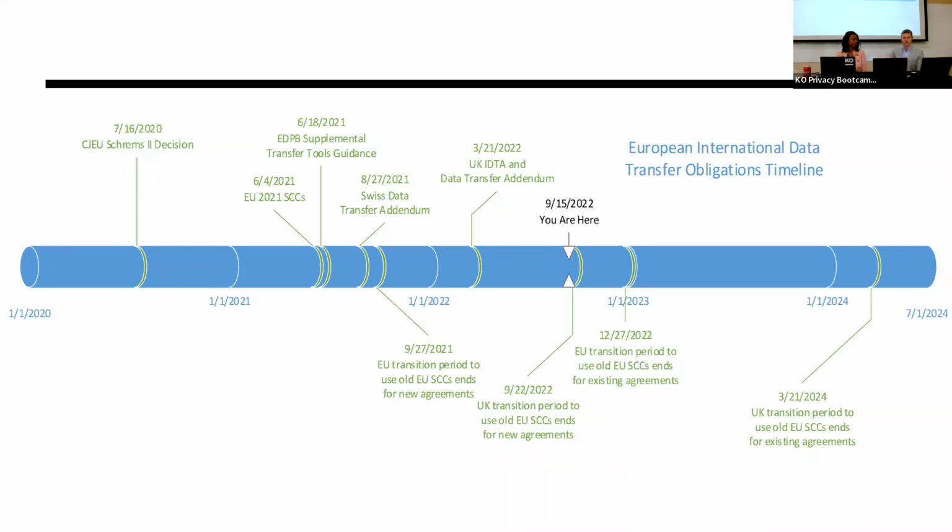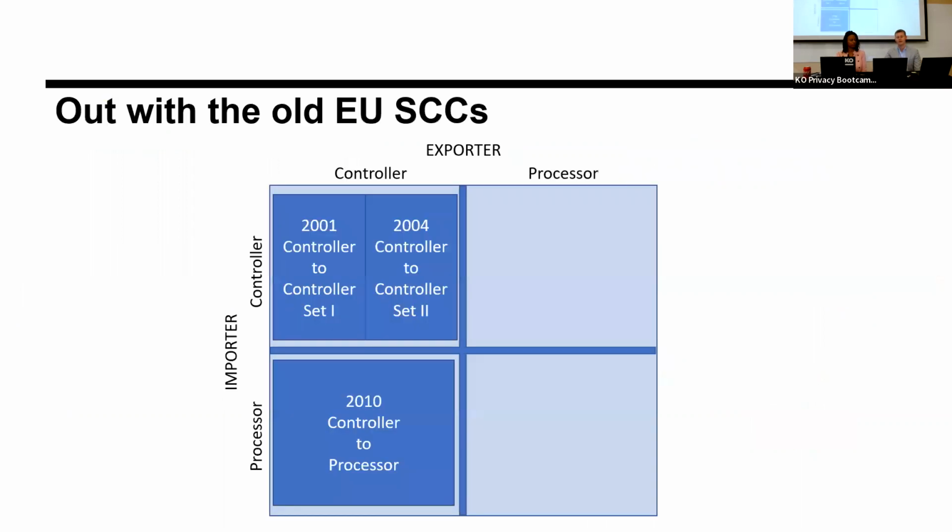There are some transition periods on when you need to do that, and I've highlighted them here, but we are well into this timeline. This is not forward-looking, this is backward-looking. If you don't have these in your DPAs and you are transferring or receiving data from Europe to the US or anywhere outside of Europe or the UK, you do need these mechanisms in place.